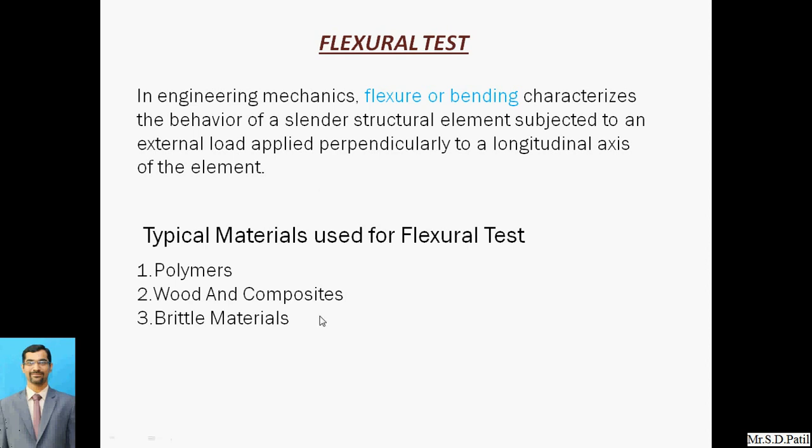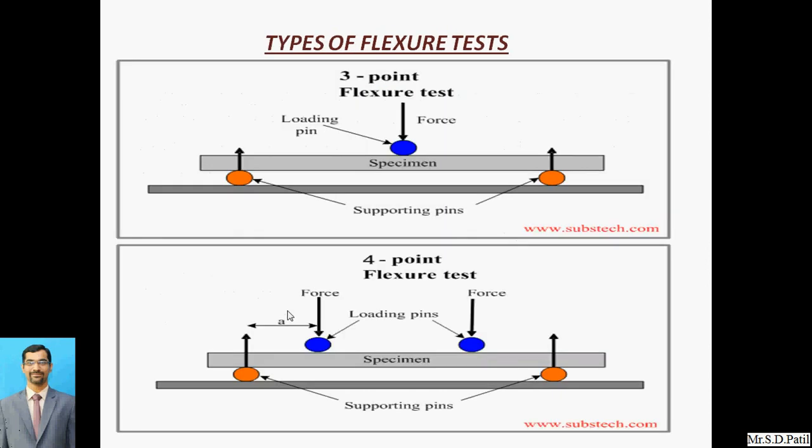Which kind of material are we supposed to conduct this flexural test on? The flexural or bending test is carried out on polymers, wood, composites and brittle materials. Nowadays composites are widely used, so on such composite materials the bending test is carried out. Then for brittle materials also we can carry out the flexural test.